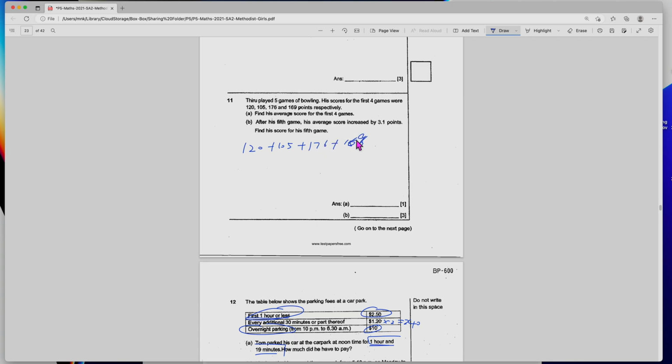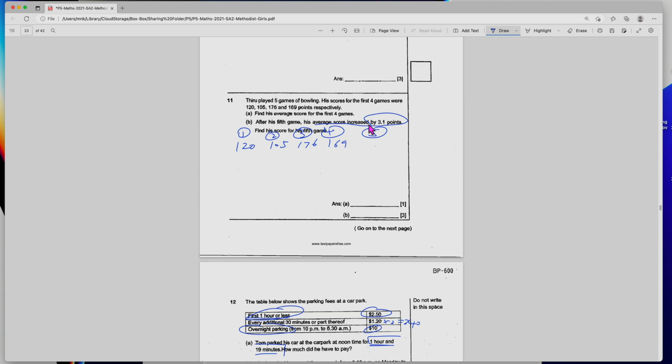Over 4 of them, right? So it's 4. And then it said after his 5th game, his average score. So that means now you have 120, you have 105, you have 176, you have 169. So this is the first game, this is the second game, this is the third game, this is the fourth game. And now there is a 5th game, right? You don't know what is 5th. Okay? But you know that the average score increased by 3.1 point.